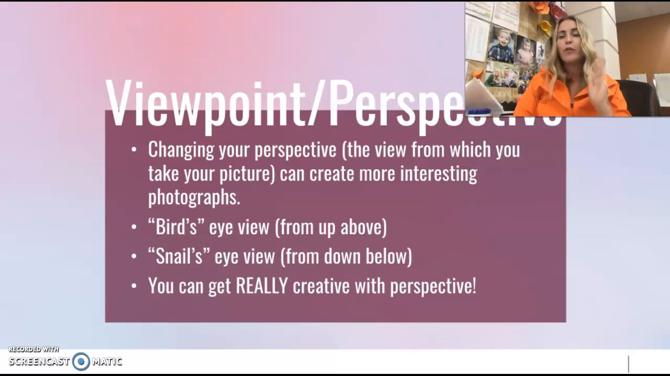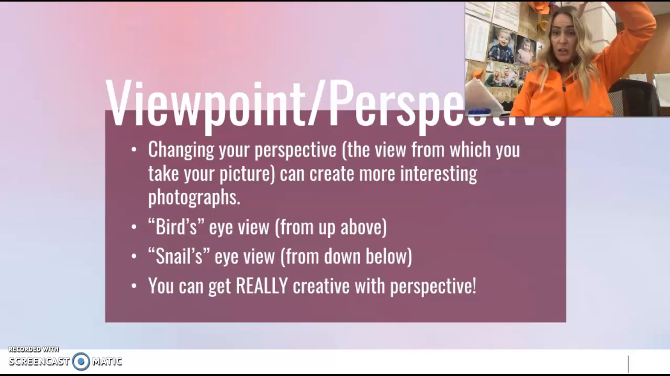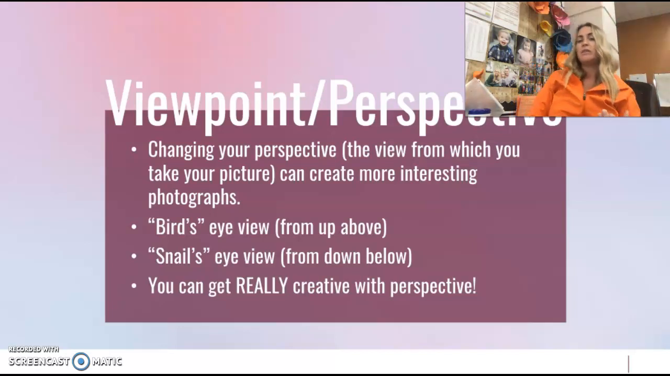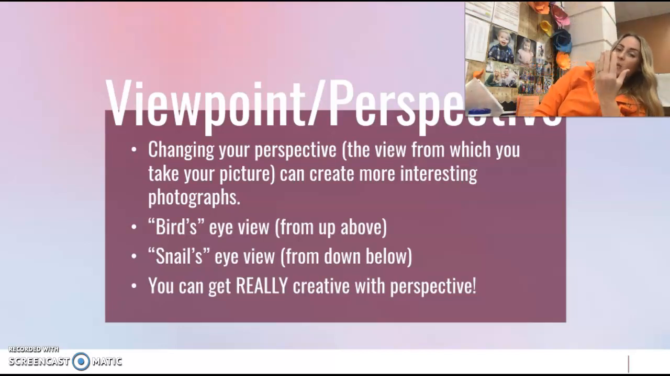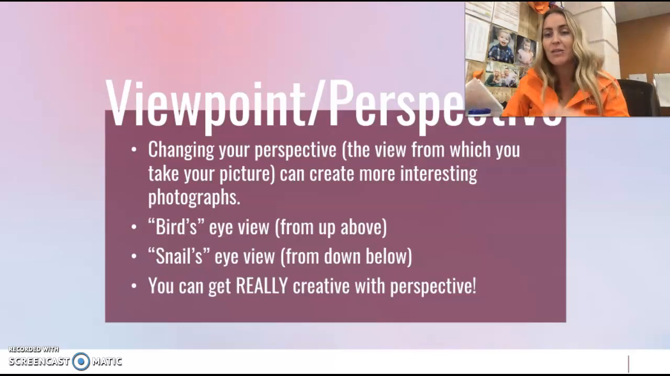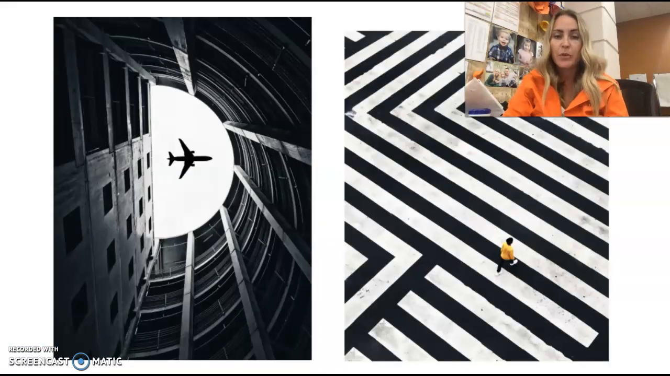By taking a photo from up above, like looking down at our subject, we call that a bird's eye view. From taking our photos from down below, which means looking up at our subject, think about, I said I like to lay in the grass. That's a bug's eye or a snail's eye view, all right? You can get so creative and get some really amazing photographs if you just play with perspective. Let's look at a couple of examples, okay?